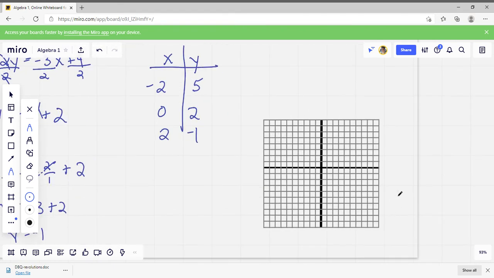Let's zoom in here a little bit. Alright, so when my x is negative 2, my y is 3, so my x is over negative 2. 1, 2, 1, 2, 3. That would be there. And then I have my x is 0, so I'm going to be on the y line and go up 2. There. And then my x is 2, 1, 2, and my y is negative 1. That means I have to go down 1.